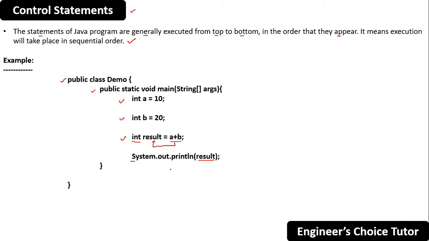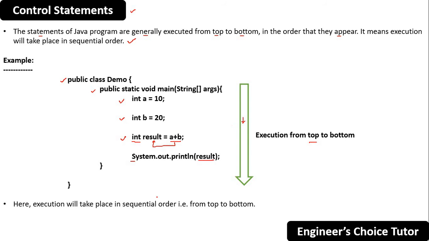So now tell me, in which way will the execution take place? See, the execution will take place from top to bottom in this way, right? So here execution will take place in sequential order, that is from top to bottom. First this statement is appearing, so this will execute first, then this, then this. Fine, this much is pretty much clear.